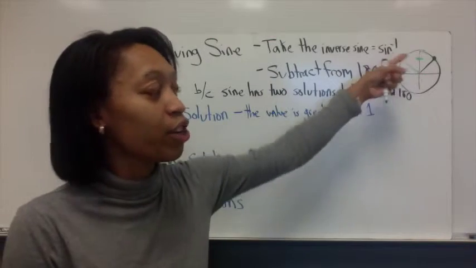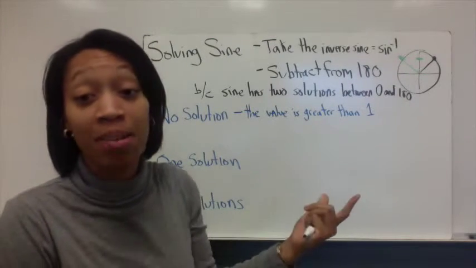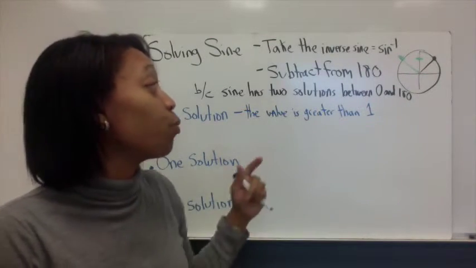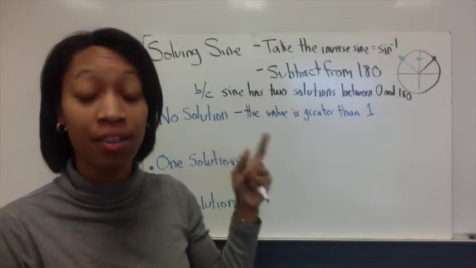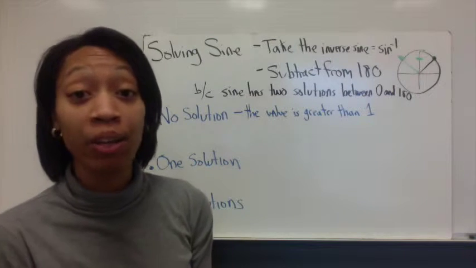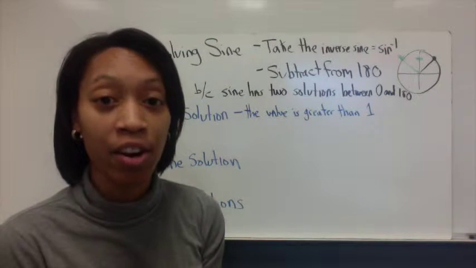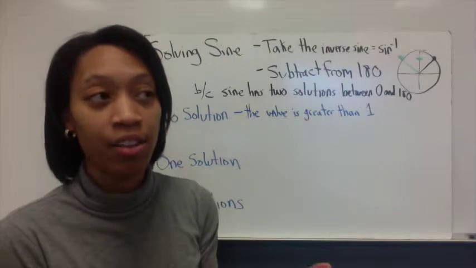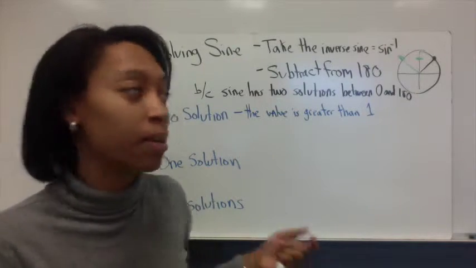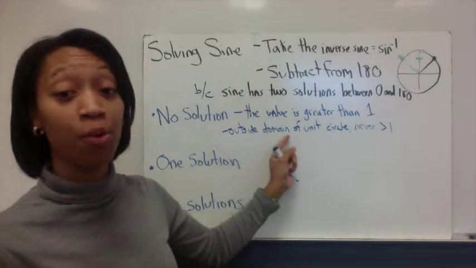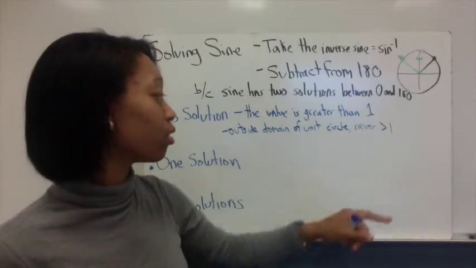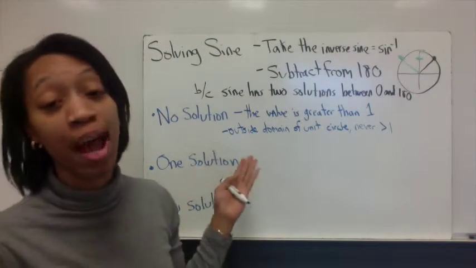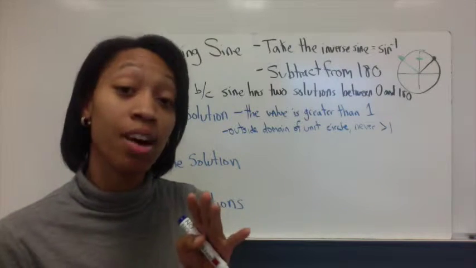So none of the values should ever be greater than 1. It's going to be outside the domain. When you put this in your calculator, if the number that you're taking the inverse sine of is greater than 1, your calculator is going to tell you that you have an error in your domain, because you're outside of the restricted domain. You're outside of the domain of the unit circle, which is never greater than 1. So if this ever happens, then you cannot solve the triangle.